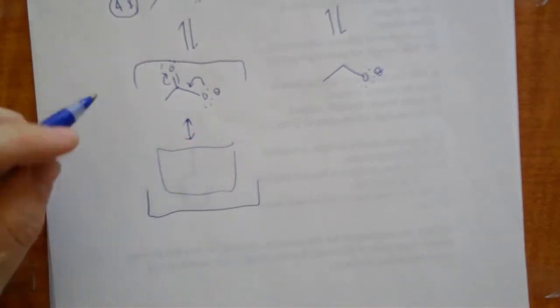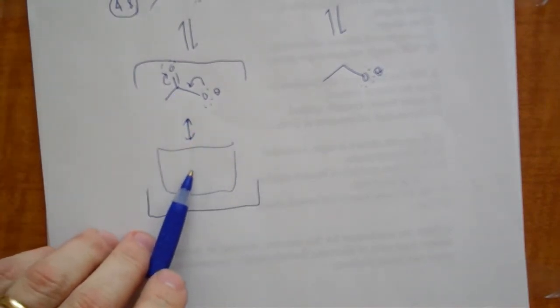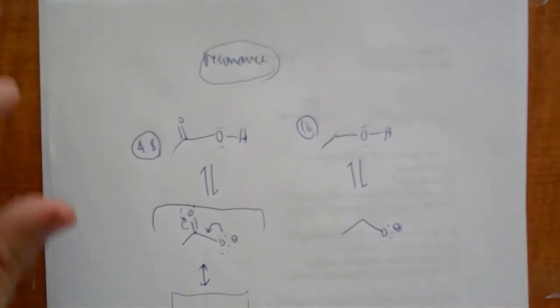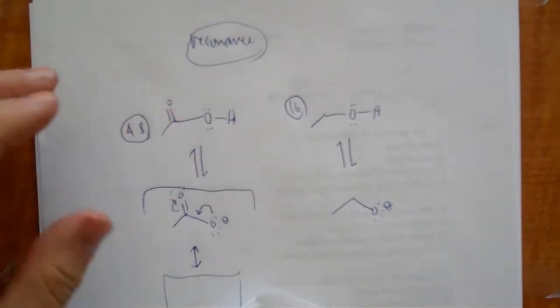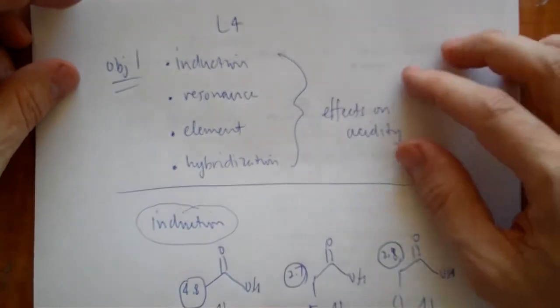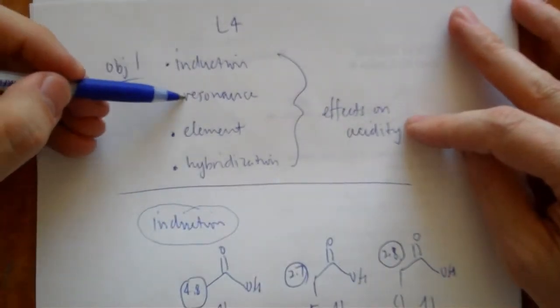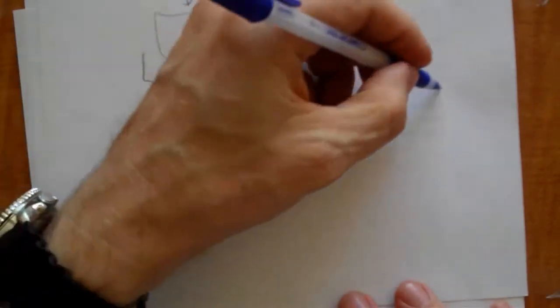I will ask you, go ahead and draw the other resonance contributor here. Draw the other resonance contributor. I've given you the hint with those arrows. So that's the second effect that we're going to study in predicting acidity. We did induction, then we did resonance. Now let's look at elemental effects.